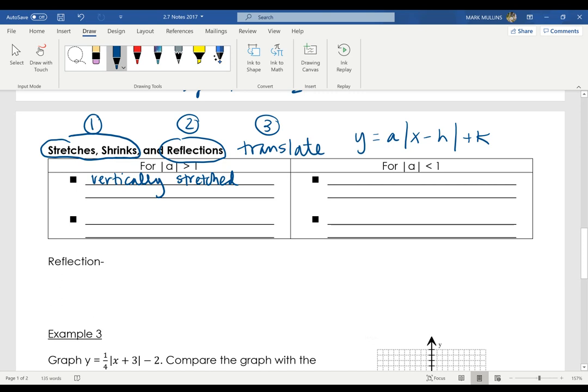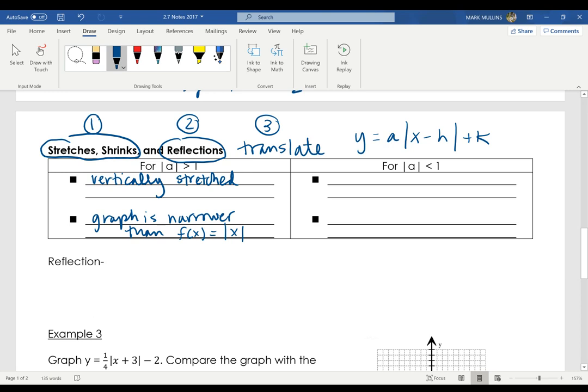Or elongated is another word for it. And the graph will be narrower than if I was just looking at the parent function, in this case, f of x equals absolute value of x. So when we vertically stretch it, it becomes narrower.